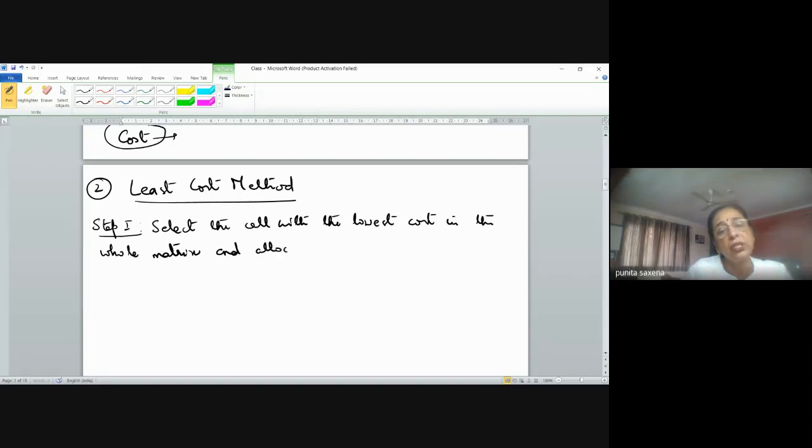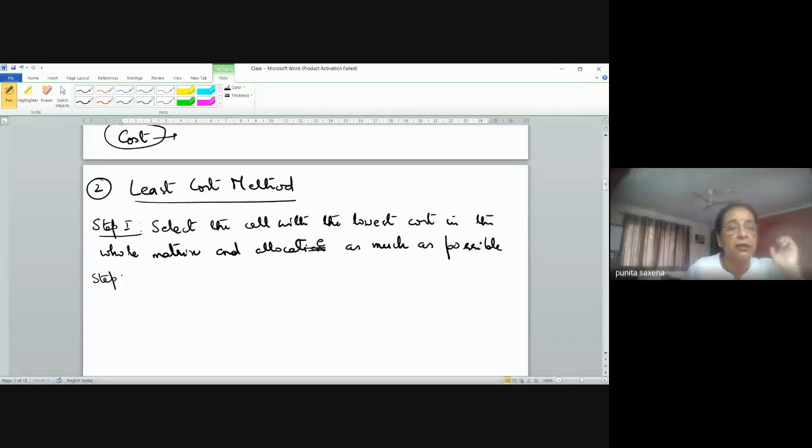See, this allocation depends upon the minimum of whatever the supply and the demand is. So we select the cell with the lowest cost in the whole matrix and allocate as much as possible, which will be the minimum of the supplies and the demands corresponding to that cell.